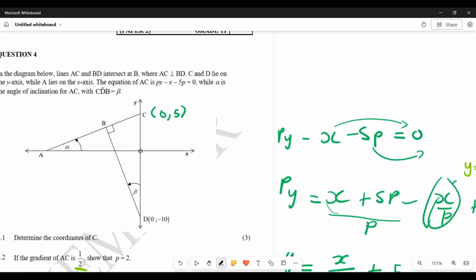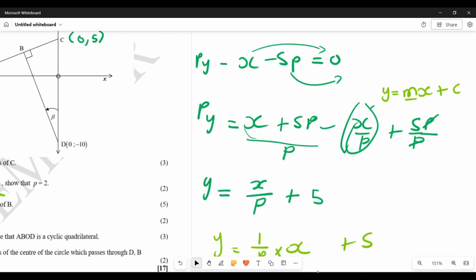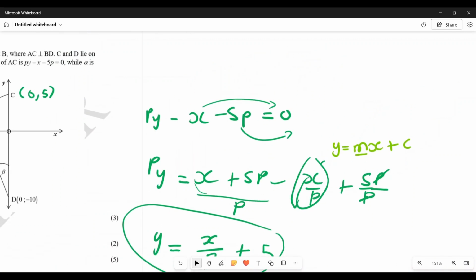Now let me substitute 2 into the formula. Basically this is my equation, which is in terms of y. If I substitute p into that formula, that's the same as y is equal to 1 over 2 multiplied by x plus 5. This is the equation of our line AC.